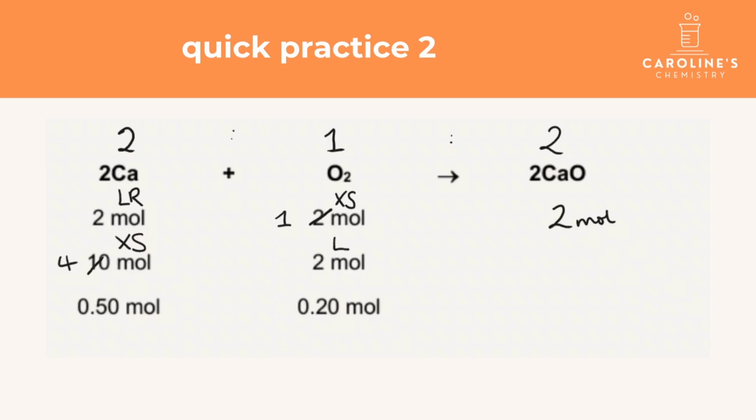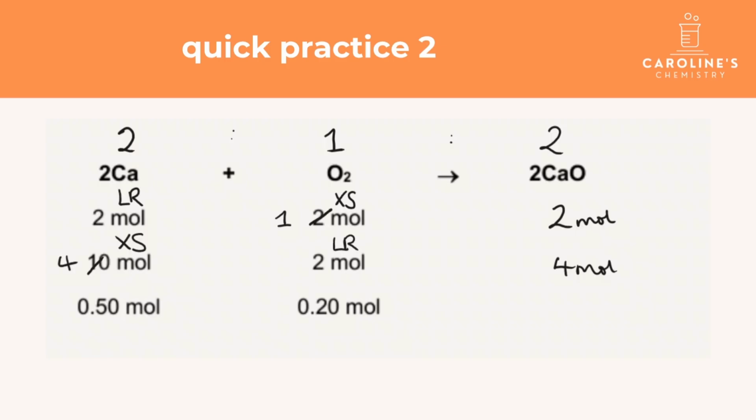We had 2 moles of the oxygen. All of that has reacted. That makes it our limiting reagent. We're going to use the moles of the limiting reagent to work out the moles of product. Let's look at the ratio. Oxygen to calcium oxide is 1 to 2. So 2 moles of oxygen will react to make 4 moles of calcium oxide.